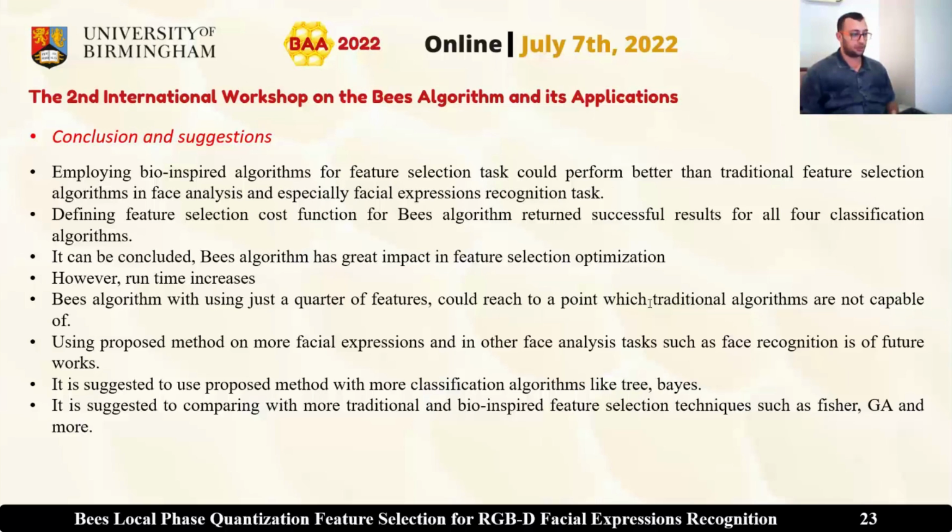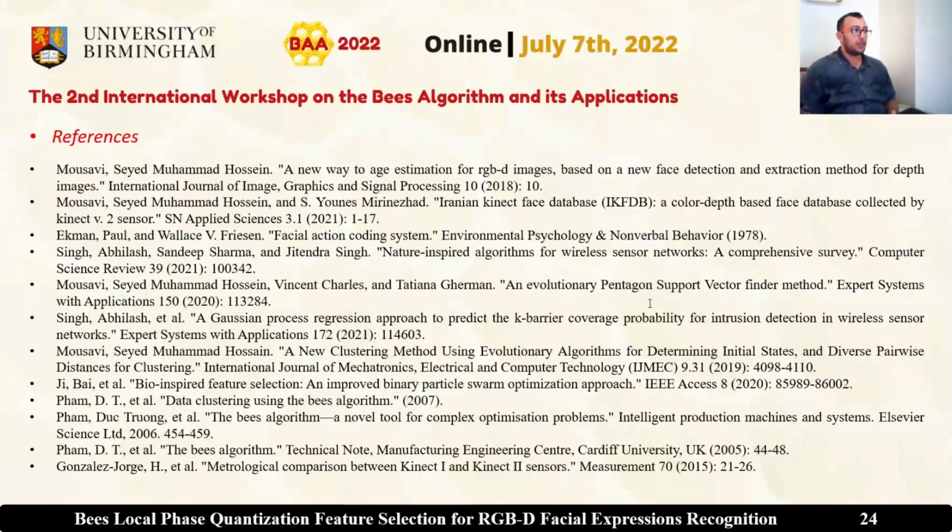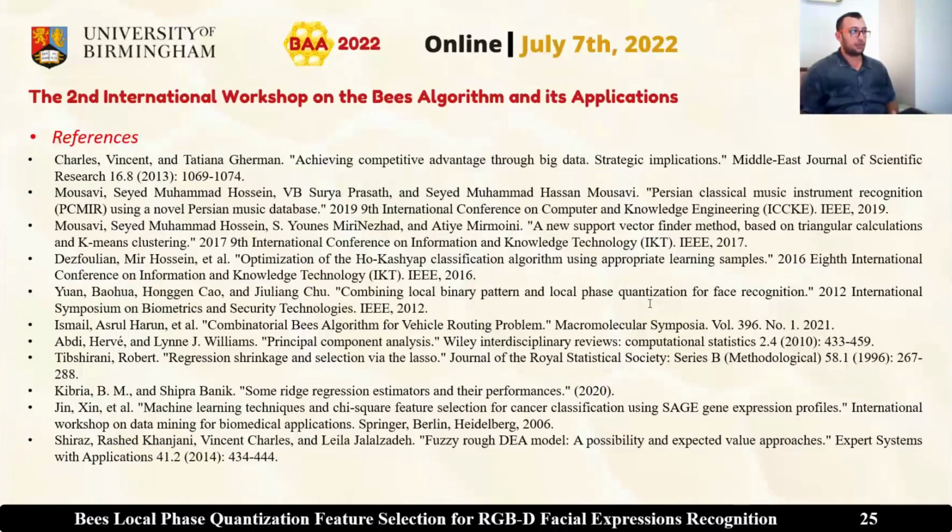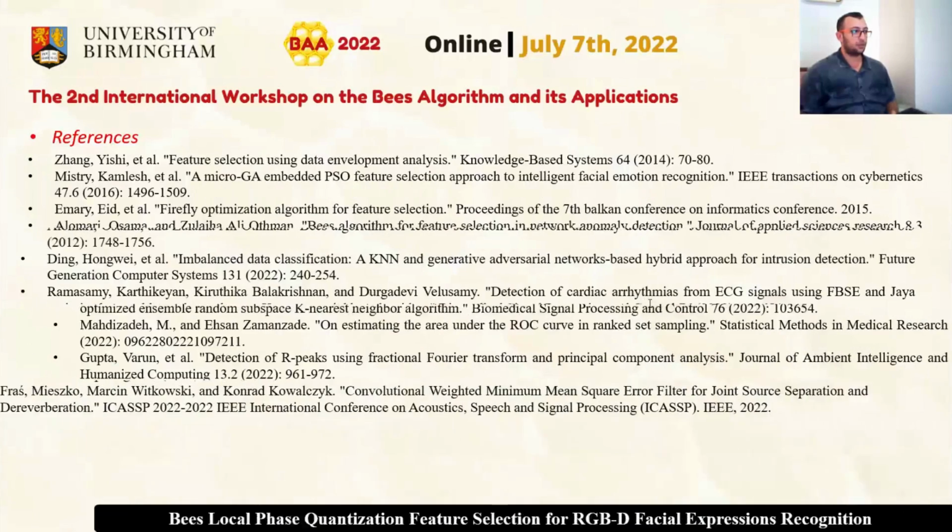It's suggested to use the proposed method with more classification algorithms like random forest, Bayes, and even more. Also, it is suggested to compare with more traditional and swarm-based feature selection techniques such as Fisher and directed algorithms and more. Here we can see some references, all of the references which are used in this experiment and research.